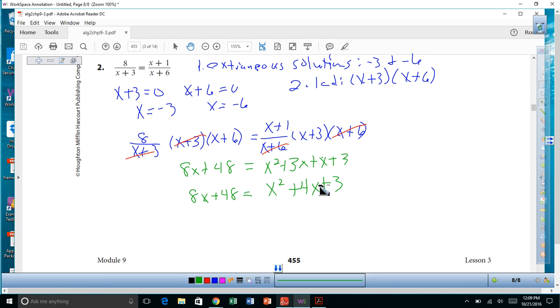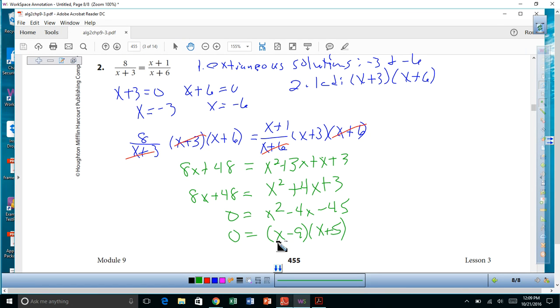Now I need to get everything on one side. So I'm going to subtract 8x from both sides. I got x squared minus 4x. And I'm going to subtract 48 from both sides. And I got minus 45. And that equals 0. Now we can factor this by hand because the factors of negative 45 that give you negative 4, when you add them, would be x minus 9 and x plus 5.